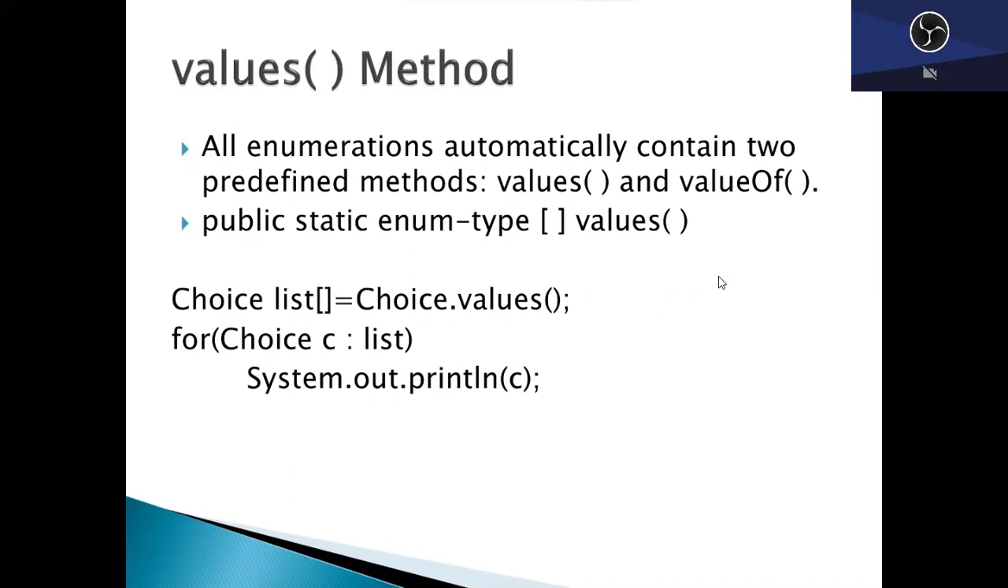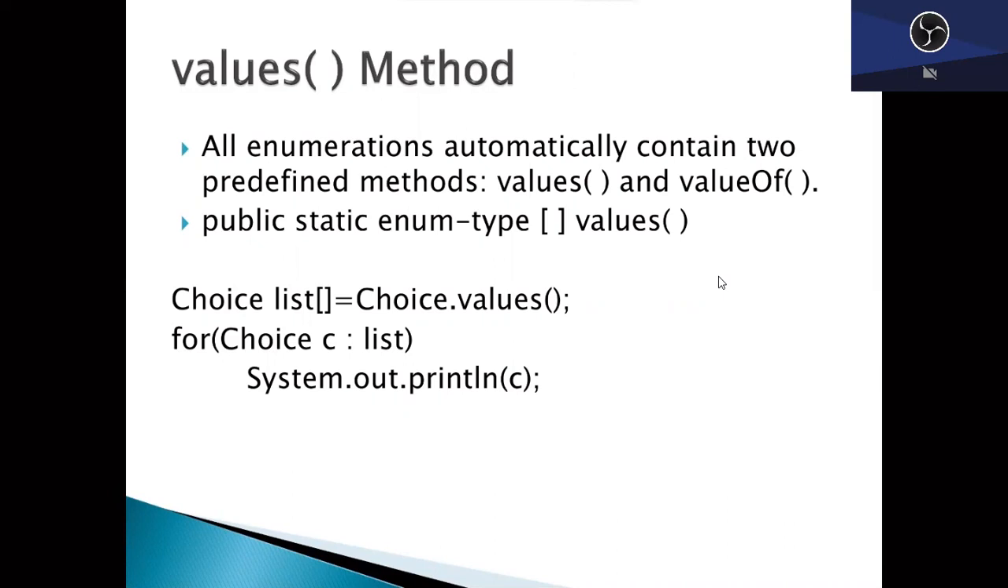Here I have a for loop. In this for loop, this is kind of a for each loop: choice C colon list. So for every C, it is a reference to each element of the list array, and it will loop through this. The first time this loop executes, C will refer to list 0, so whatever is there in list 0 will be printed.